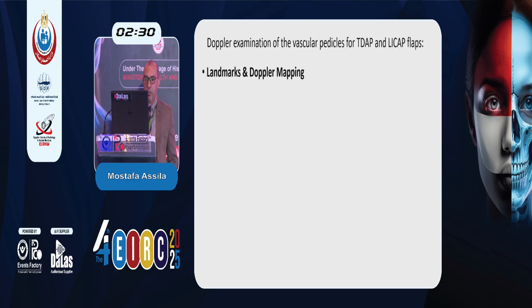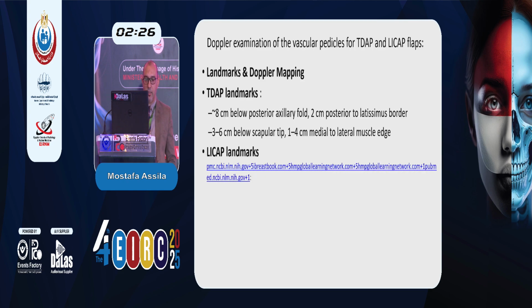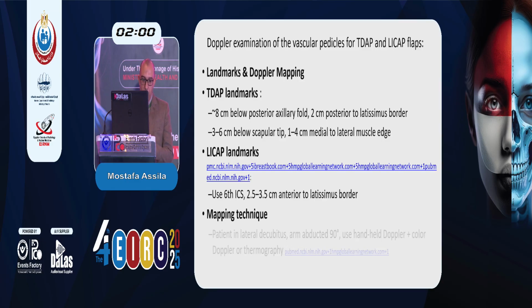Doppler examination of the vascular pedicle, landmarks. Thoracodorsal artery landmarks: about 8 centimeters below the posterior axillary fold, 2 centimeters posterior to the latissimus dorsi border, 3 to 6 centimeters below the scapular tip, 1 to 4 centimeters medial to the lateral muscle edge. Lateral intercostal artery landmarks use the 6th intercostal space, 2.5 to 3.5 centimeters anterior to the latissimus border. Mapping techniques.